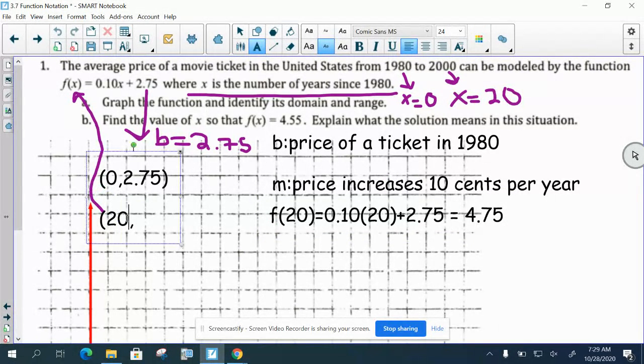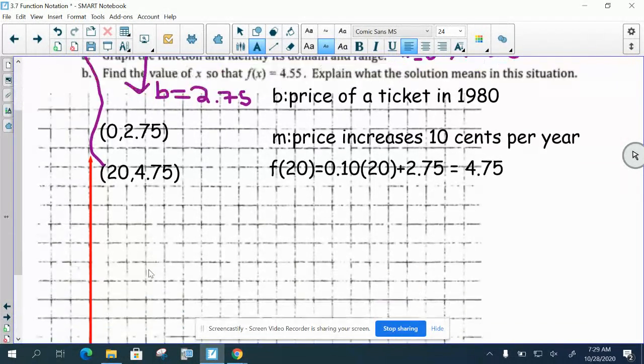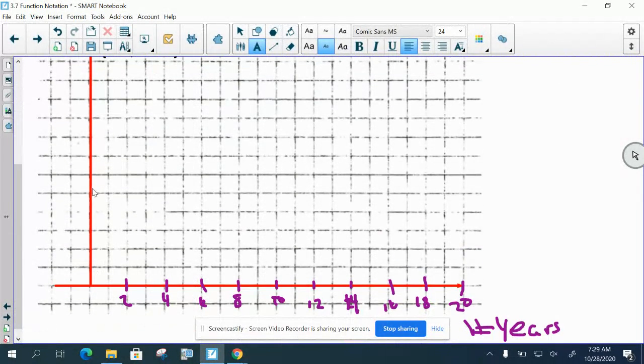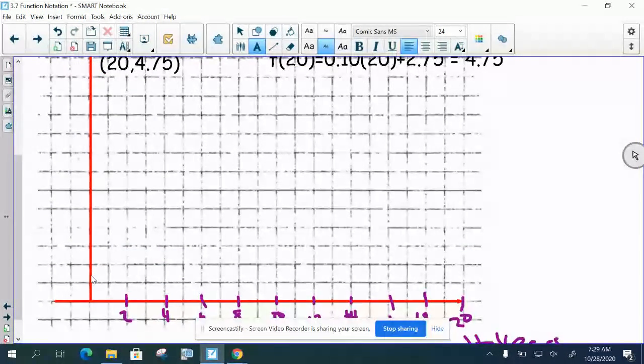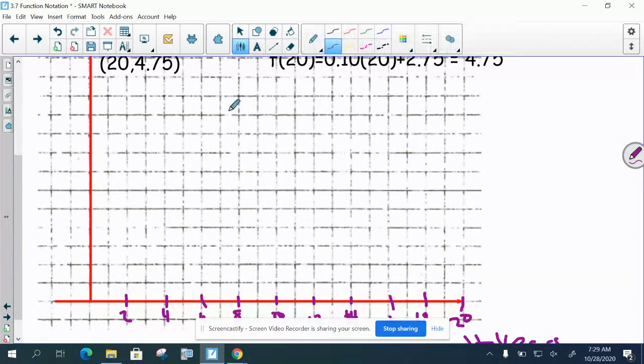Make sure you're writing all this down. 20 and then $4.75. Okay, so for the graph then, we need to go from 0 to at least $5 in order to capture both of these points. And then instead of going up in ones, like 1, 2, 3, 4, 5, since we have 2.75 and 4.75, we can go up in increments of 50 cents. So maybe every other will be $1.